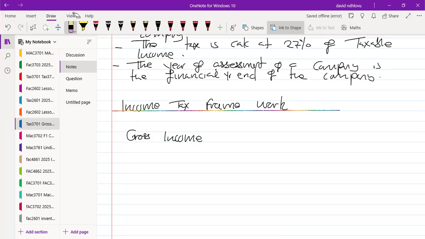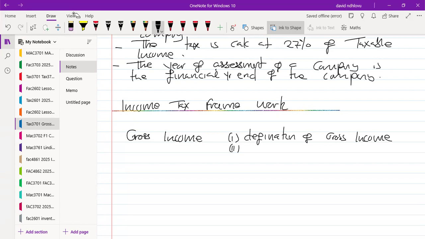This is the first building block for the purpose of calculating the taxable income of an entity. You must start by calculating gross income. There are two ways in which an amount can be included in the gross income. Number one, by meeting the definition of gross income. So any amount that satisfies the definition of gross income will be included in the calculation of gross income.